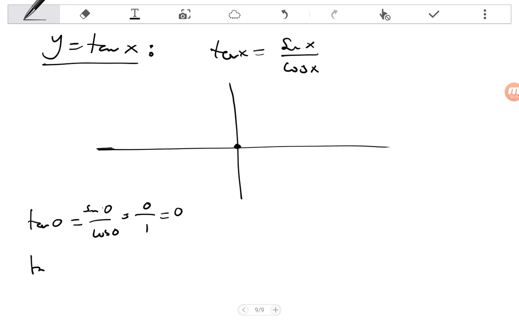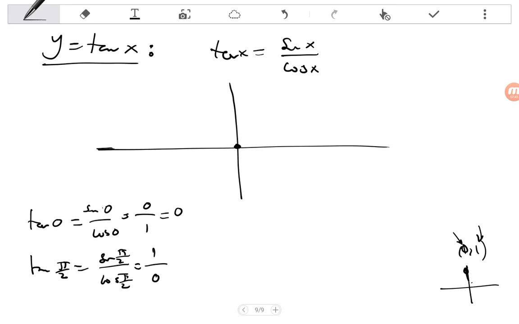Okay? What about if you need to find tan pi over 2? It will be sine pi over 2 over cosine pi over 2. What is sine of pi over 2? On the unit circle, pi over 2 is the point (0, 1). So sine of pi over 2 is 1, and cosine of pi over 2 is 0. So what is 1 over 0? It is undefined, or it approaches infinity.